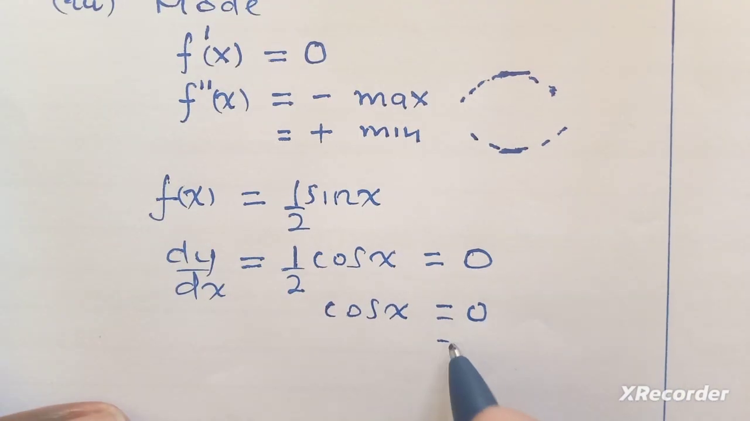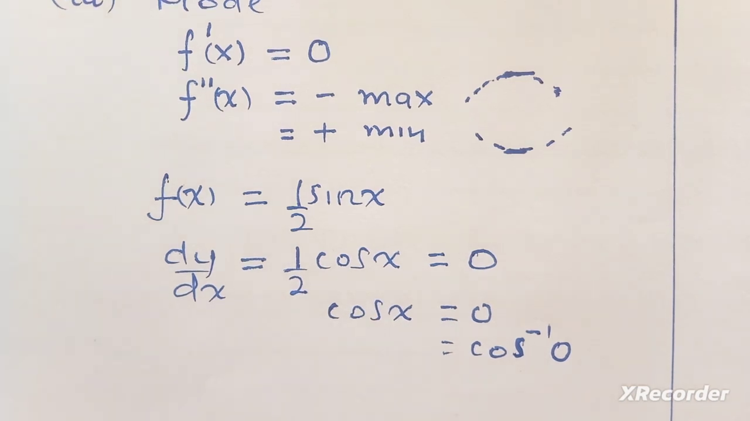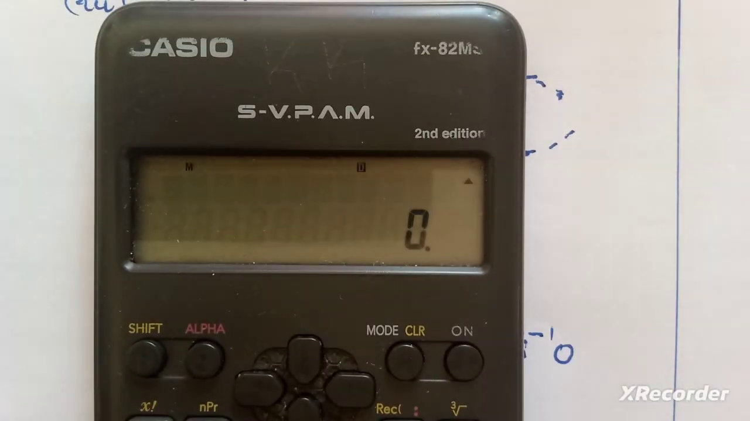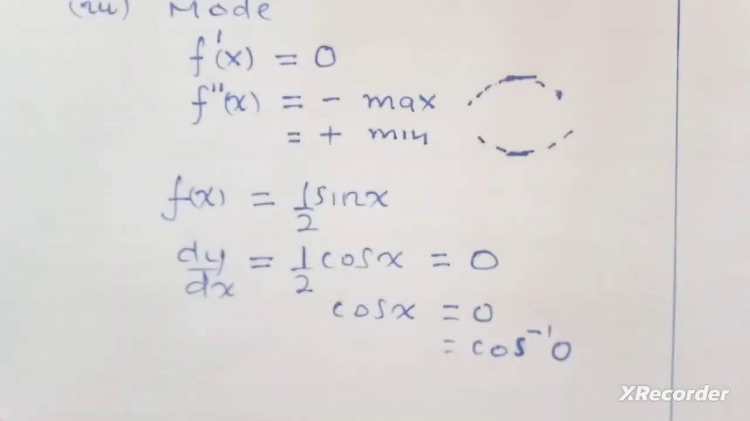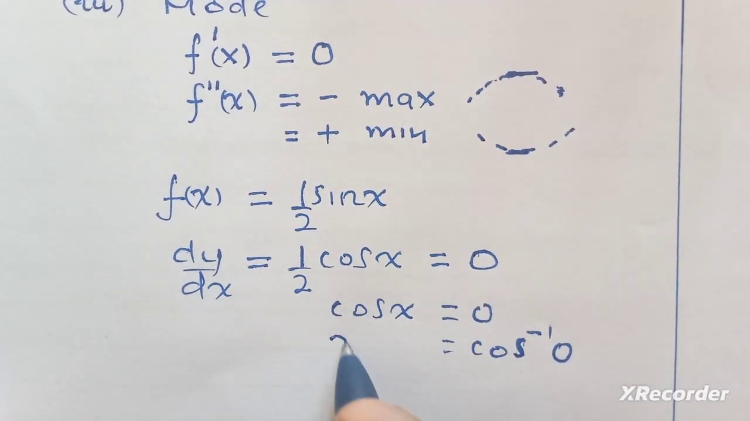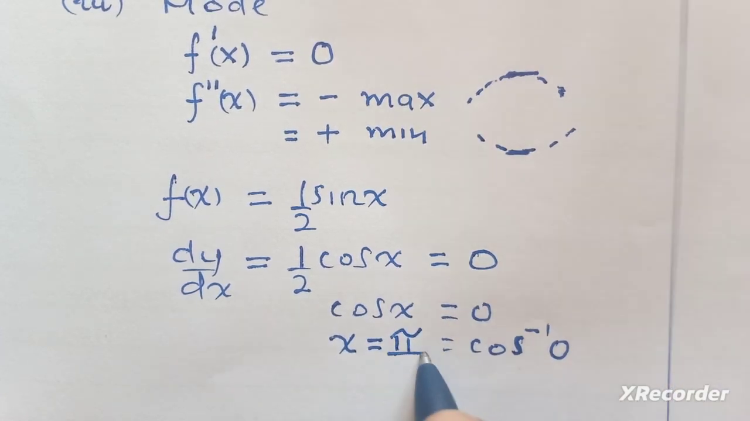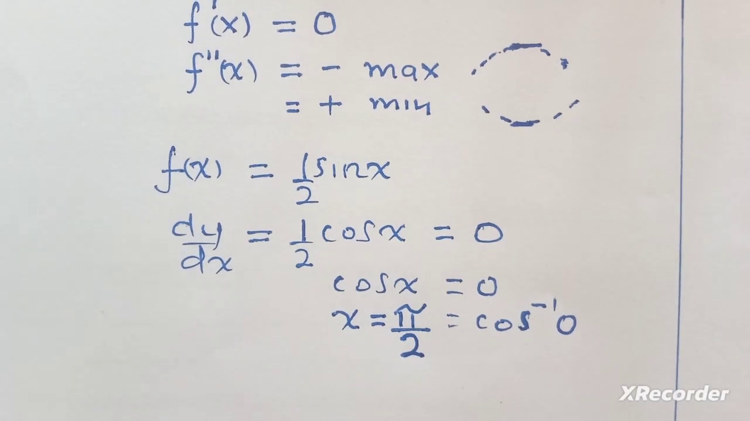And so therefore cos inverse 0 is what we are looking for. Cos inverse 0, and this one we can use the calculator for. We go to cos inverse 0, which is equal to 90. So this one gives us x is equal to 90. 90, you know, is pi over 2. So this is our point, guys. And now we need to check whether this point is a maxima or minima.